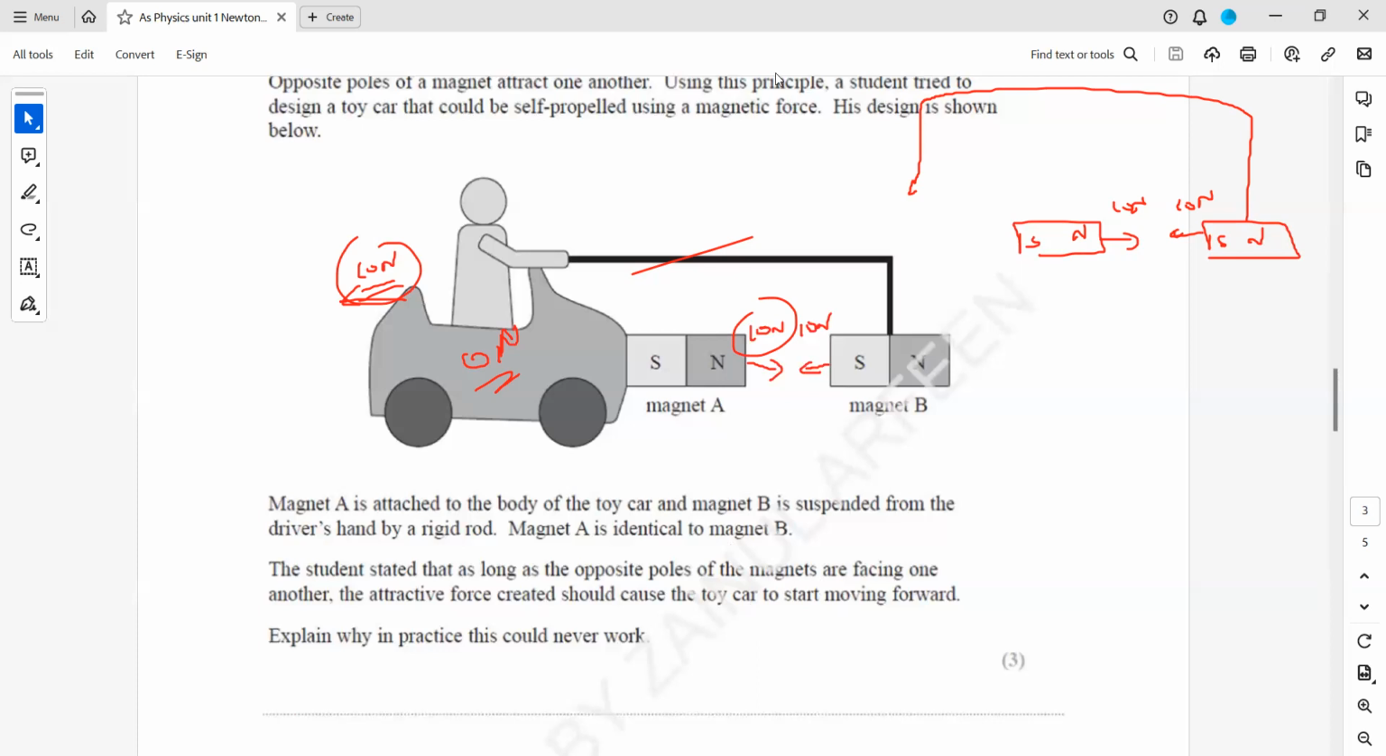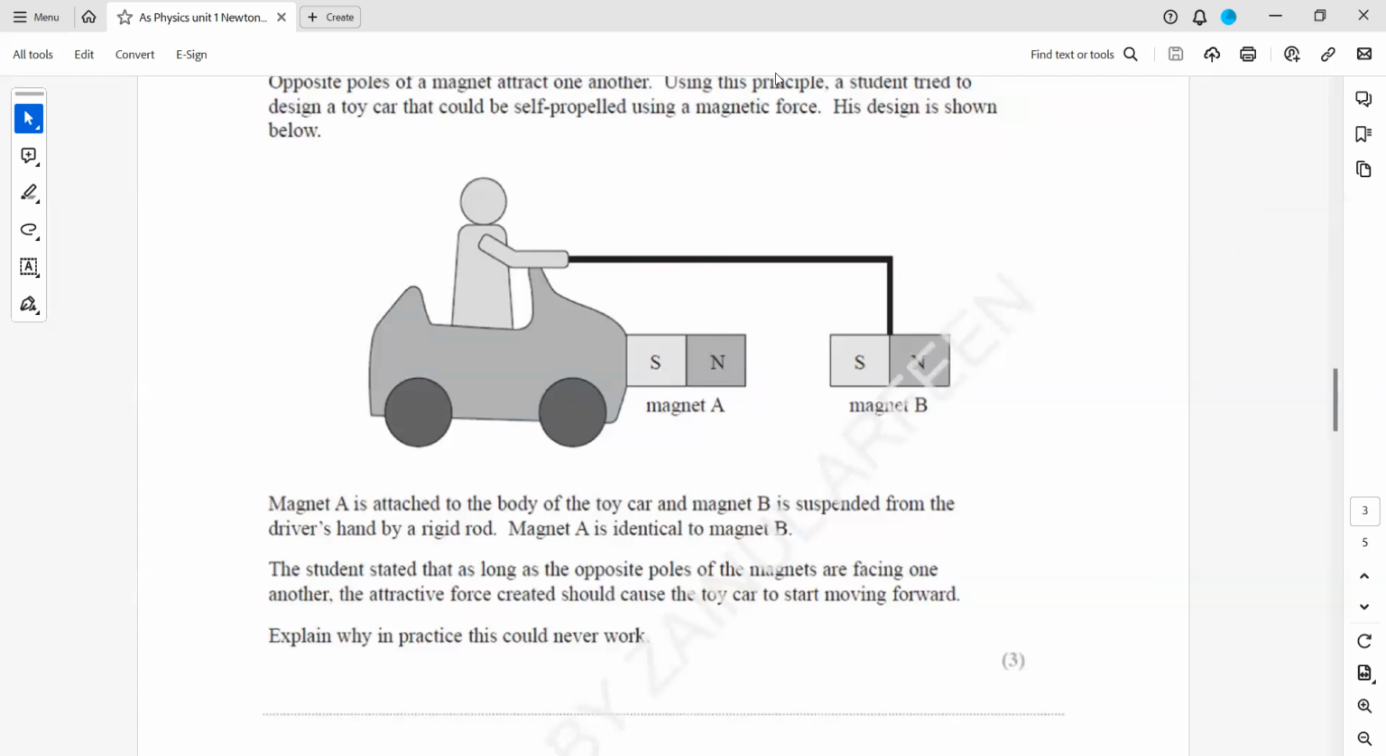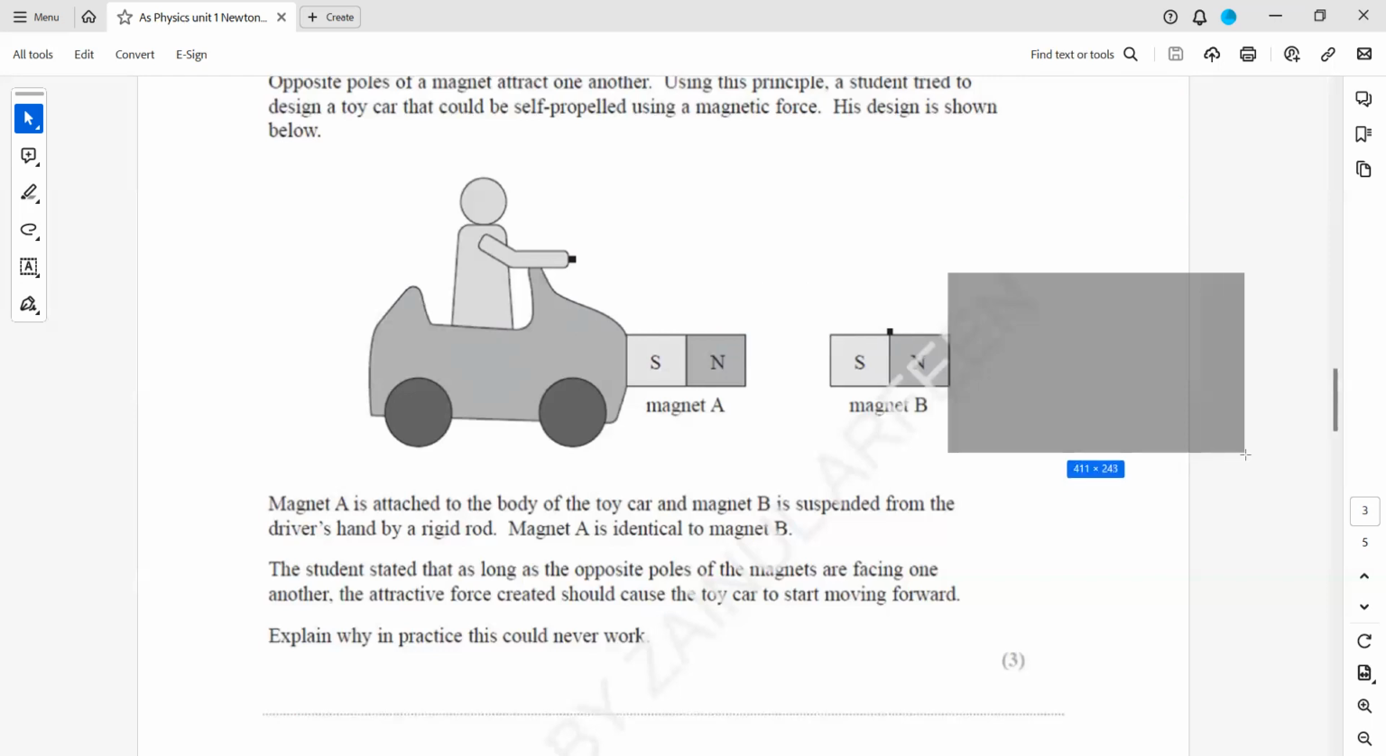This will work if, for example, we were having two separate cars there and both were having the magnets. Like this was not connected. And there was another car here. In this case, it will work.